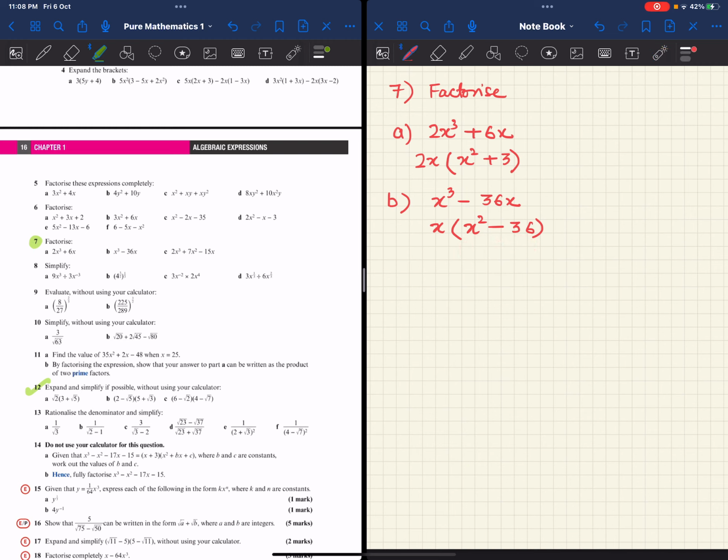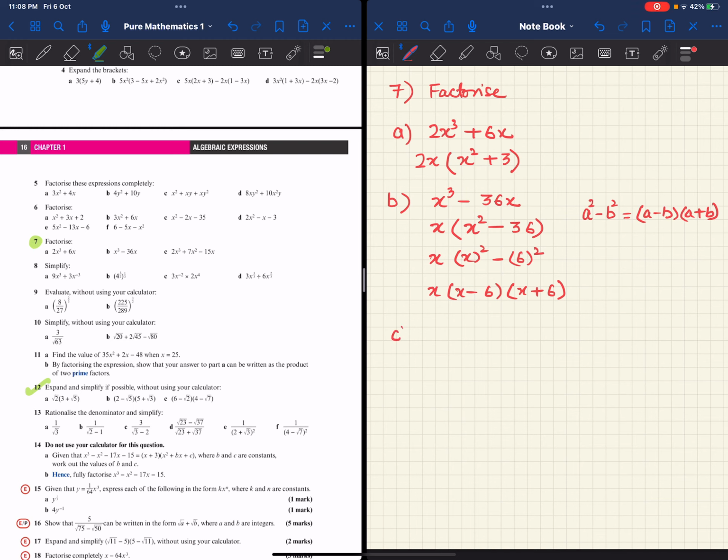In general, if we write it as a squared minus b squared, it can be factorized to give a minus b into a plus b. So first we rewrite it as two squares, x squared minus 6 squared, and now the next step we can write it as x into x minus 6 multiplied by x plus 6, and that's our answer for B.